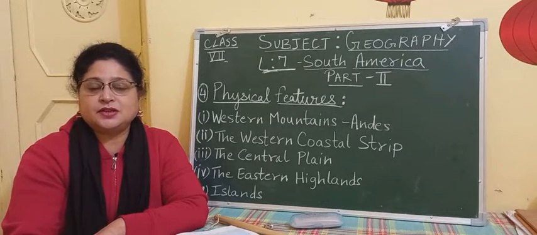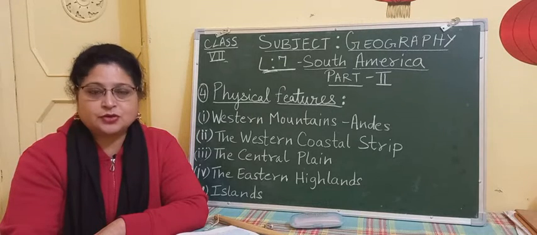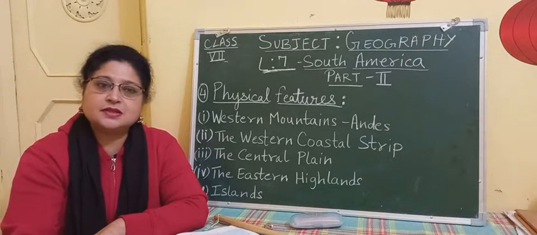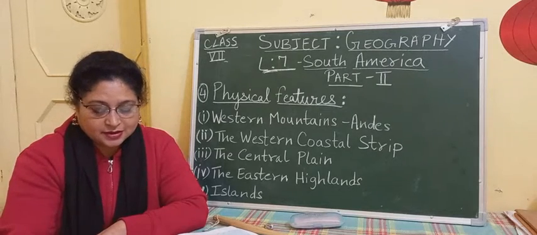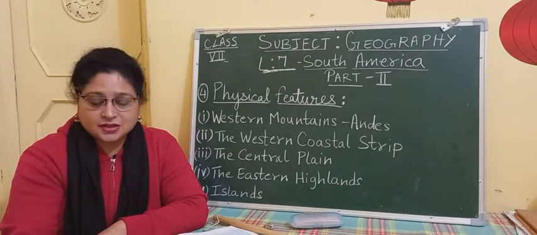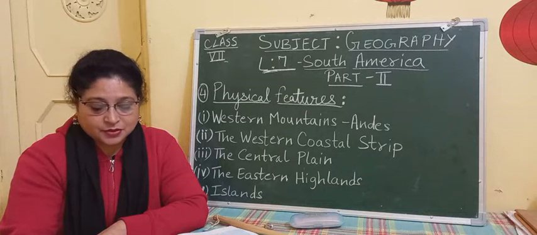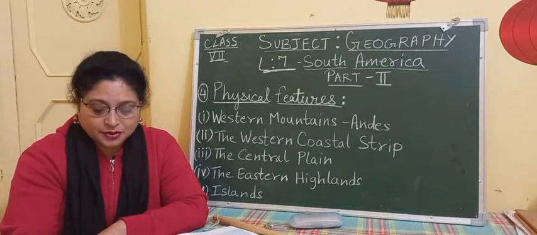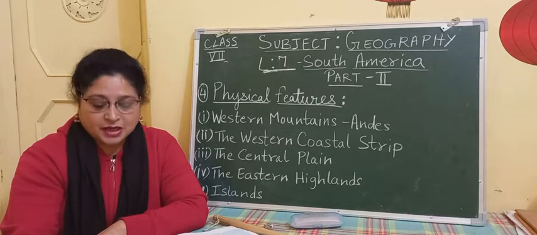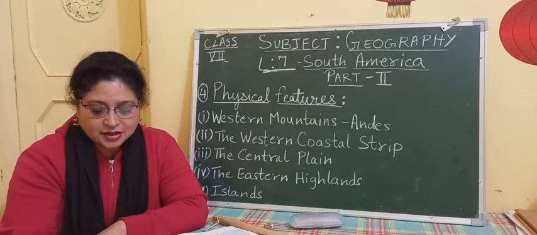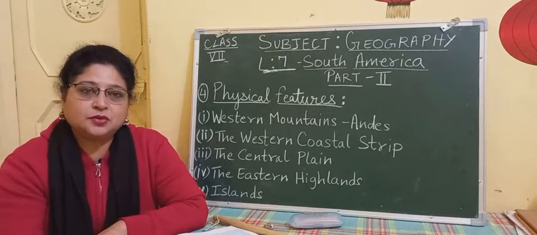Its size is very huge and large, about 20,800 kilometers in length. The Amazon is the largest. One more important point about it is that the Amazon River is the largest river system in the world. It rises from the Andes. The origin is from the Andes mountains and it falls into the Atlantic Ocean.